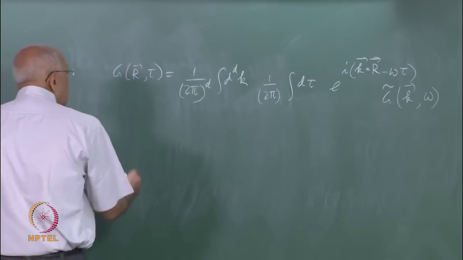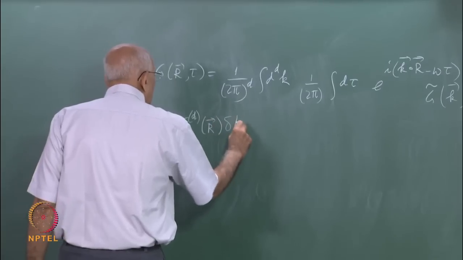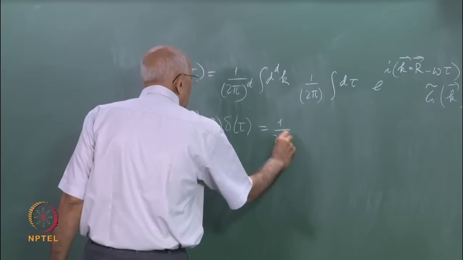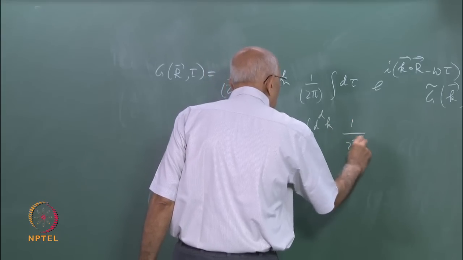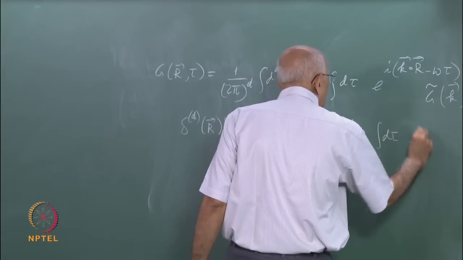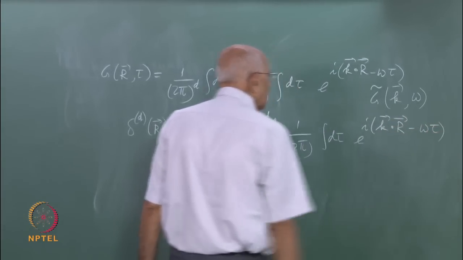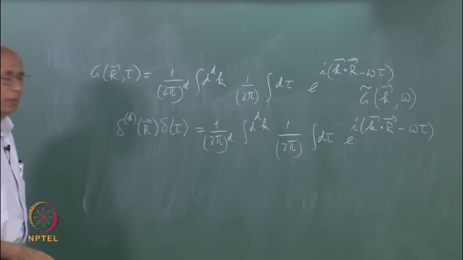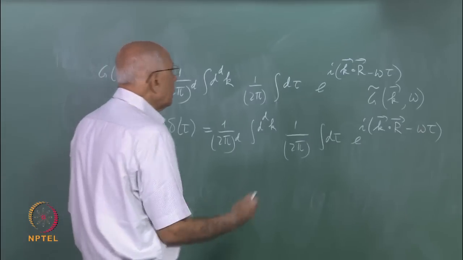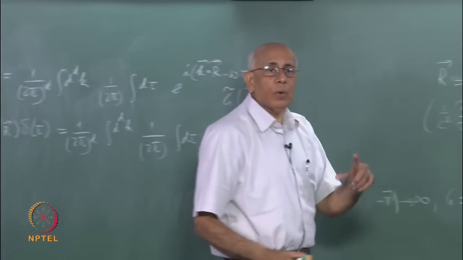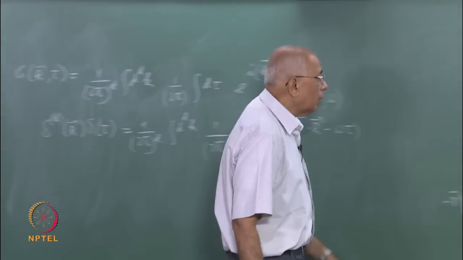And then what? Well, the delta function, delta d of r delta of tau, is equal to 1 over 2 pi to the power d integral d^d k, 1 over 2 pi integral d omega e to the power i k dot r minus omega tau. That is a representation of the delta function, okay, with 1 as the Fourier transform of the delta function. I put those into the wave equation, and then equate coefficients of e to the i k dot r minus omega tau as always. And you can see what is going to happen.